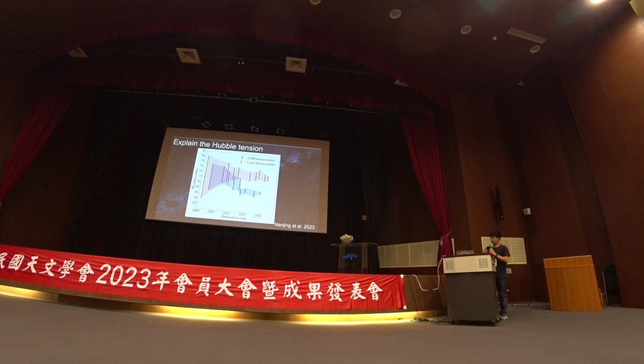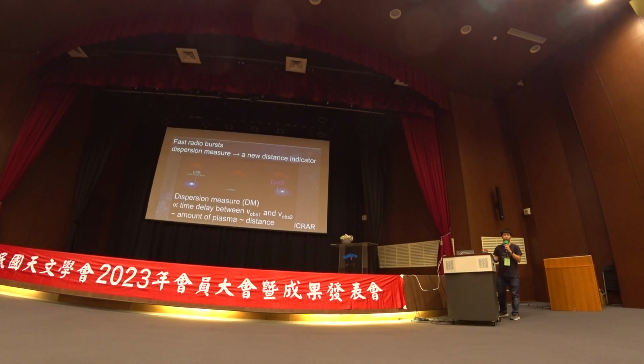However, there is a 4 sigma difference between two methods, CMB and local distance ladder. For CMB, it's about 68, and for the local distance ladder, it's about 74. So we want to find a new method to see which is correct.